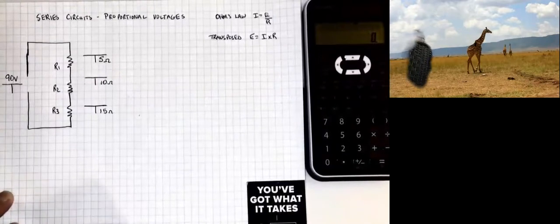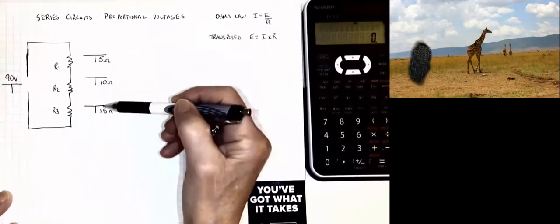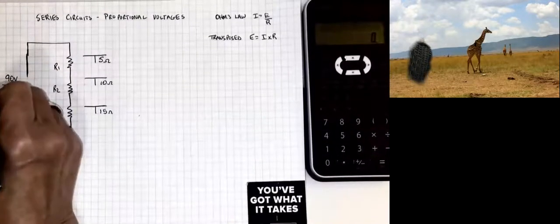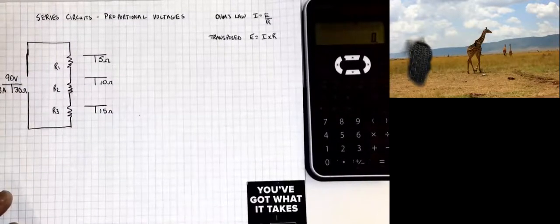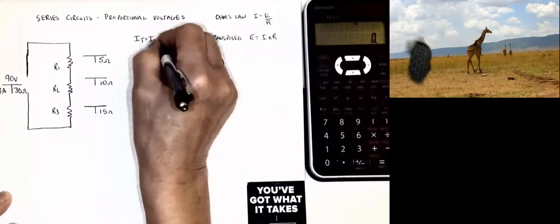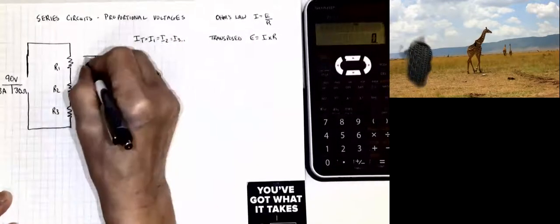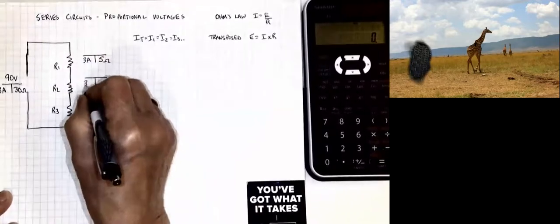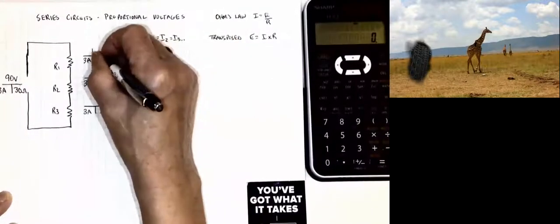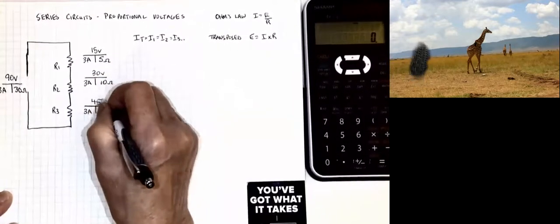And to solve this in a traditional way, what we would do is look for our total. So 5 plus 10 plus 15 would give us 30 ohms over here. 90 divided by 30 would give us 3 amps. And then because in a series circuit, I total equals I1 equals I2 equals I3, etc., we could take that 3 amps and put it into each one of our resistors for this circuit, which would give us 15 volts there, 30 volts there, and 45 volts there.